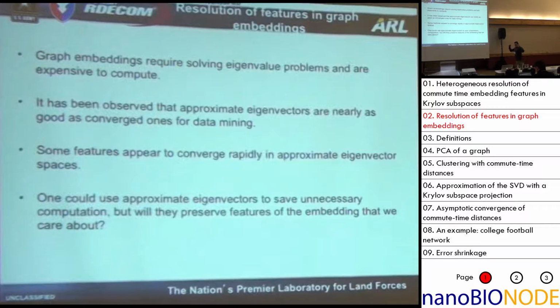So the first thing is the context. What are the kinds of problems we're trying to solve here? And it's graph embeddings. A graph embedding is just a mapping from graph vertices to points in space such that the distance between vertex V and vertex U in the embedding has some sort of meaning. And for the commute time embedding, that meaning is the distance between V and U is the expected time it takes a random walker to get from V to U in the graph.